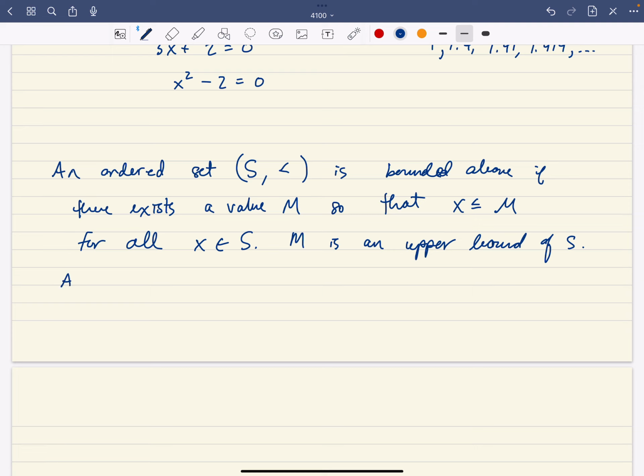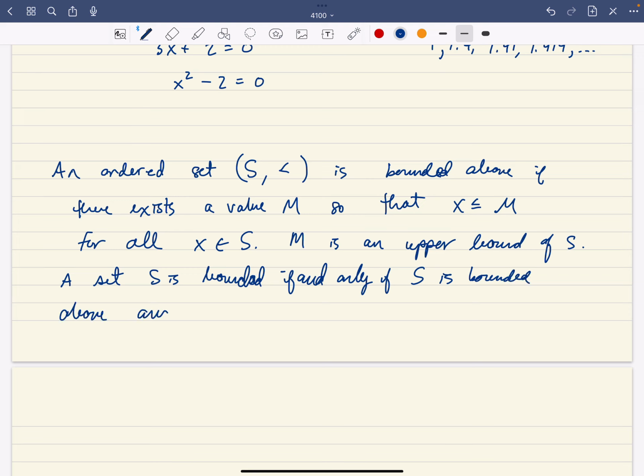And then a set S is bounded if and only if it's bounded above and bounded below. So to be bounded means that S is bounded above and bounded below. Okay, so again, just some definitions there.